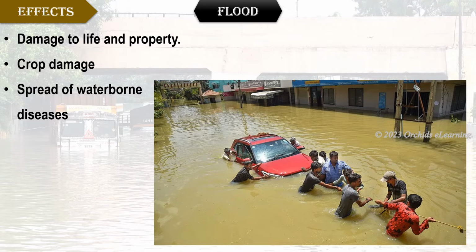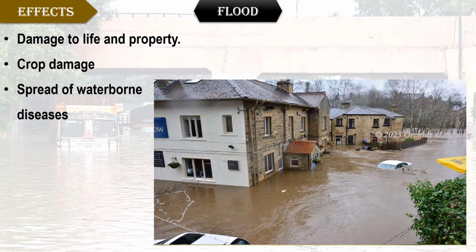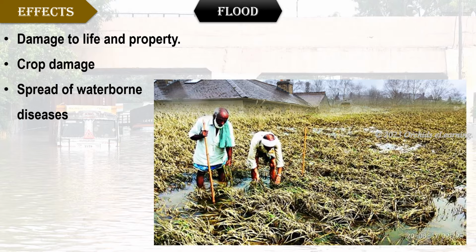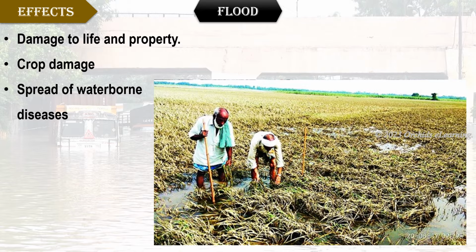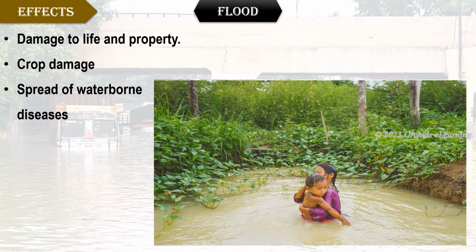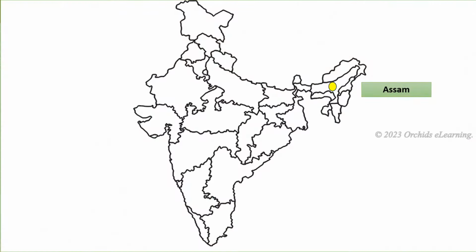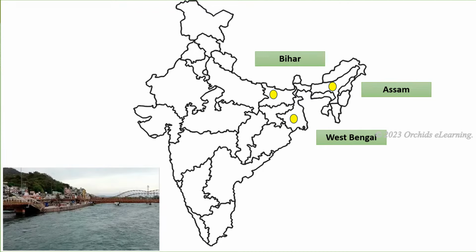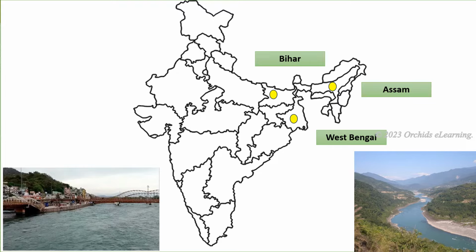Flood causes damage to life and property. People who do not have proper homes suffer great hardship. Farmers suffer huge losses as their crops are destroyed. Drinking water gets contaminated by the dirty flood water, so more waterborne diseases like cholera can spread. Assam, West Bengal, and Bihar experience regular floods when the Ganga and its tributaries and the Brahmaputra overflow.